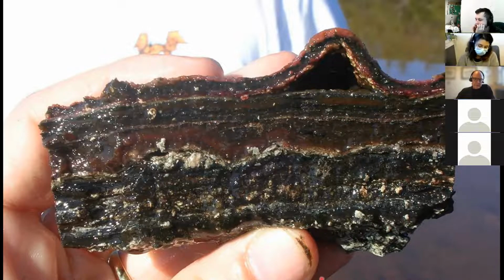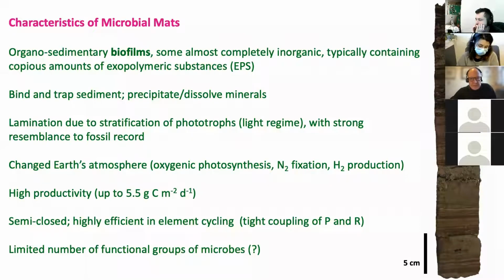So what are these microbial mats and how do they make minerals is what I would like to spend the next 10 minutes on. Most of you know this, and please don't be offended if I review this very, very quickly, but microbial mats I would define as organosedimentary biofilms. So they are very organic, but they are very important in sedimentary processes. They trap sediments and they precipitate minerals and contribute to the sedimentary record.